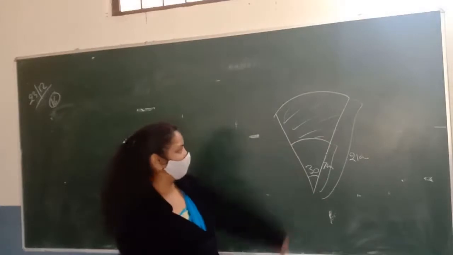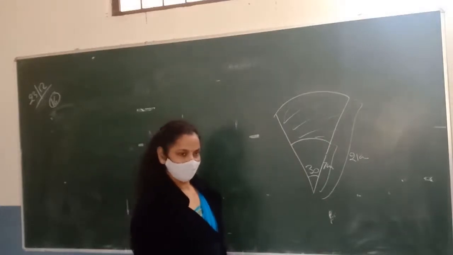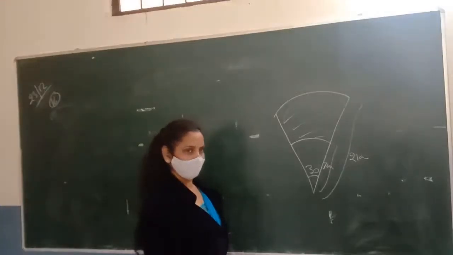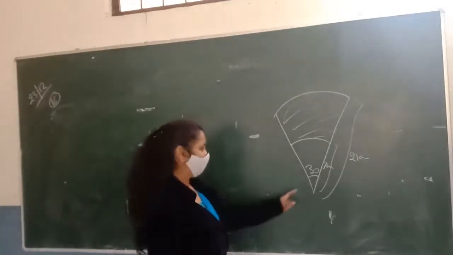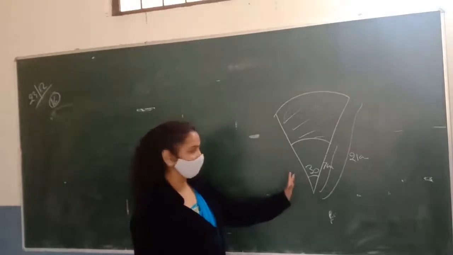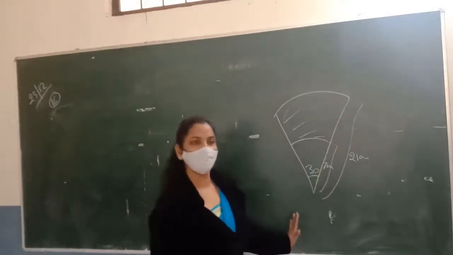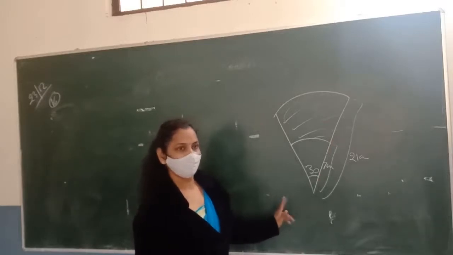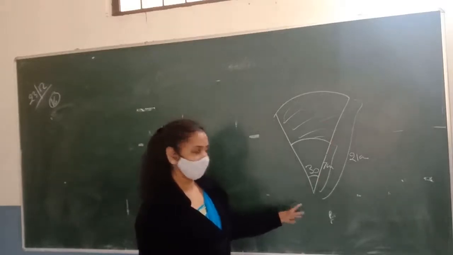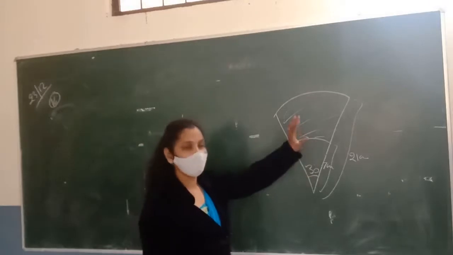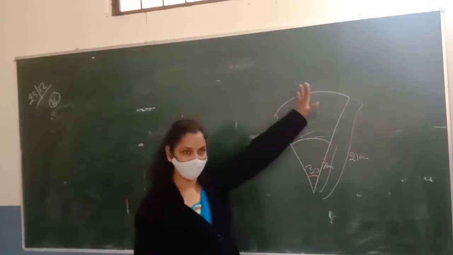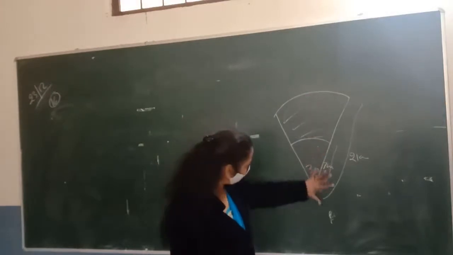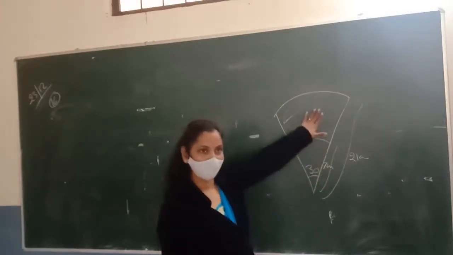Abhishek, how can you find the area of this portion? First we find theta upon 360 into pi r square. We will find the area of the large sector and then the smaller one. If we subtract the area of the smaller one from the large, we will get the area of this portion. Right, if you remove this from the whole, this will remain.